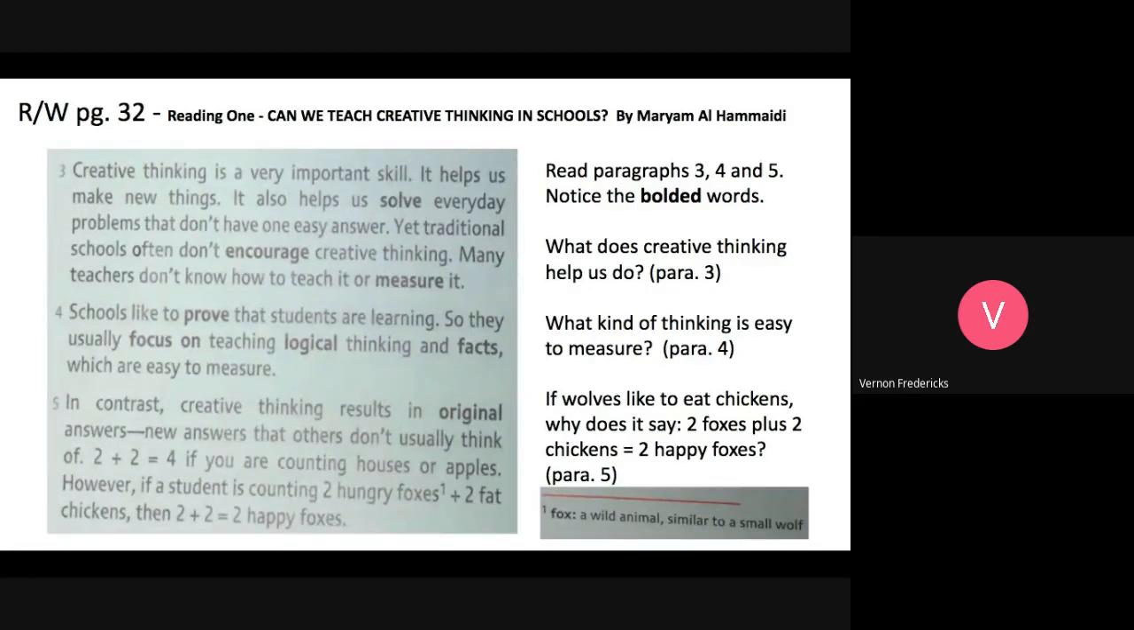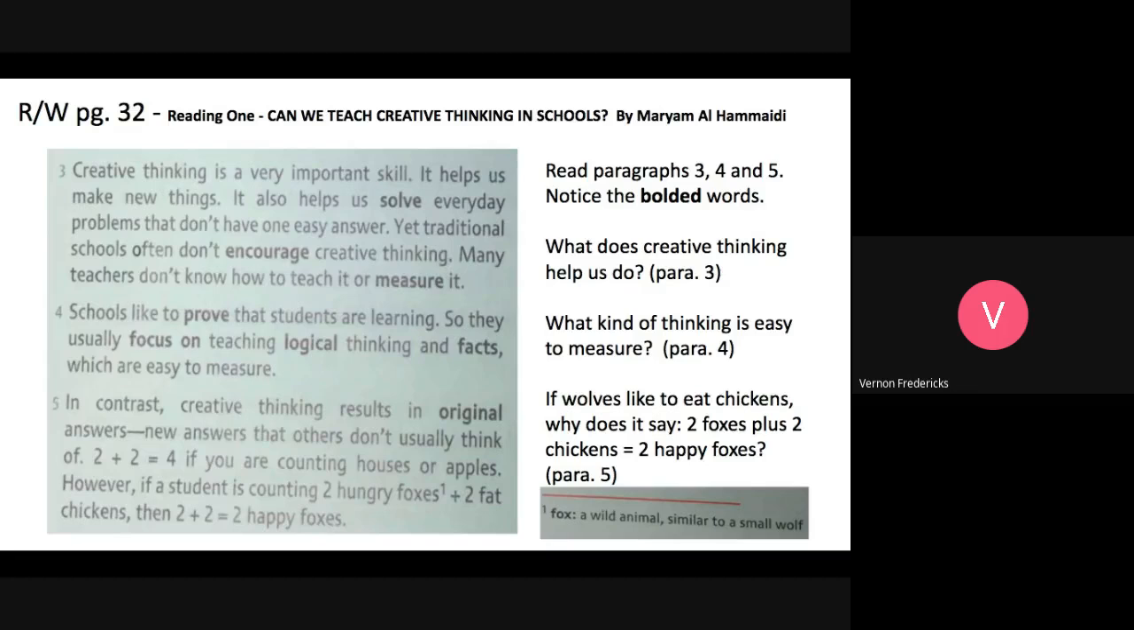Okay. Paragraph 4, let's have a look at the question. What kind of thinking is easy to measure? Students, remember to take notes, yeah? So the answer to number 3 is, it helps us to make new things and solve everyday problems. Question number 4 is, for paragraph 4, what kind of thinking is easy to measure? Let's read paragraph 4. Schools like to prove that students are learning. So they usually focus on teaching logical thinking and facts, which are easy to measure.